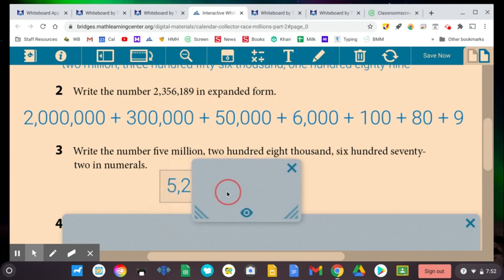So we know that we have the 5 million, then we have the thousand part, so we have 208. How would we write the number 208? Okay, let's look.